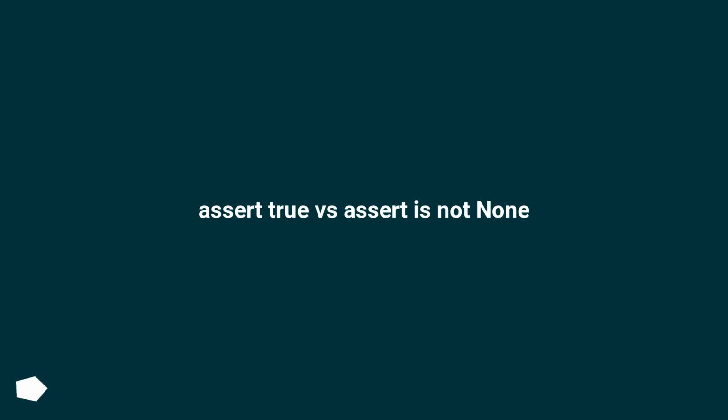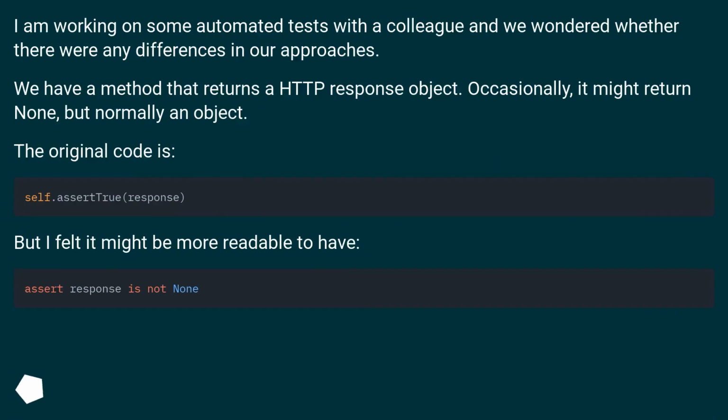Assert true versus assert is not none. I am working on some automated tests with a colleague and we wondered whether there were any differences in our approaches. We have a method that returns a HTTP response object. Occasionally, it might return none, but normally an object. The original code is.